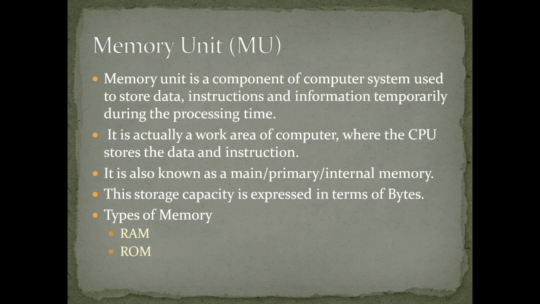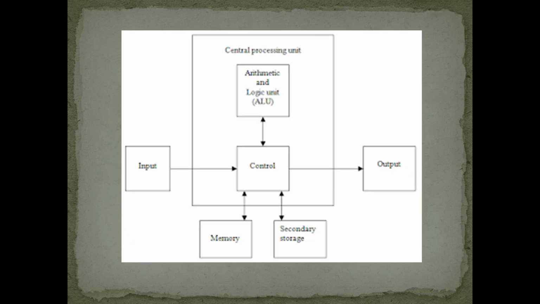Memory unit. The memory unit is the component of a computer system used to store data, instruction, and information temporarily during the processing time. It is actually a work area of the computer where the CPU stores the data and instruction. It is also known as main memory, primary memory, or internal memory. Its storage capacity is expressed in terms of bytes. Types of memory: RAM and ROM.